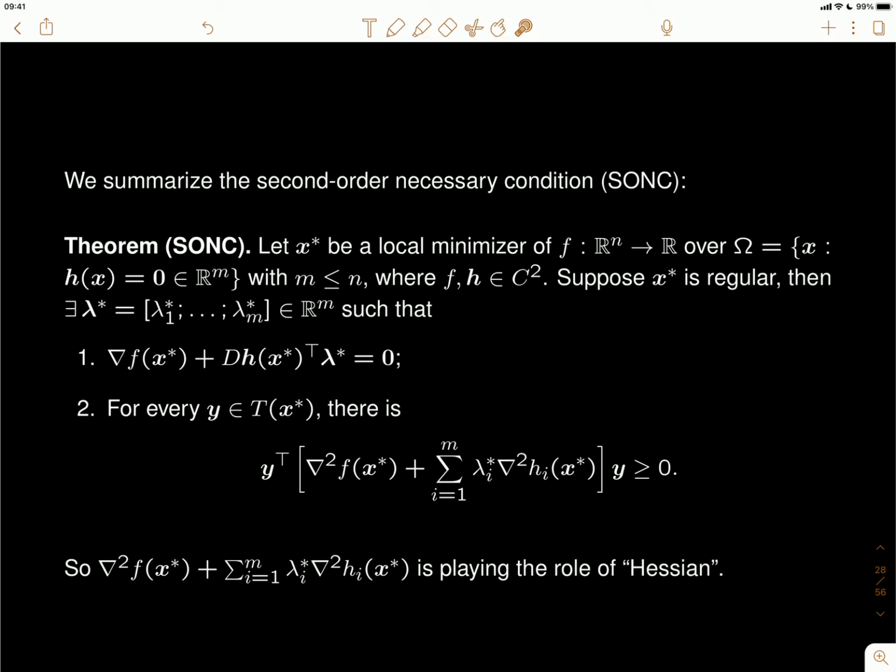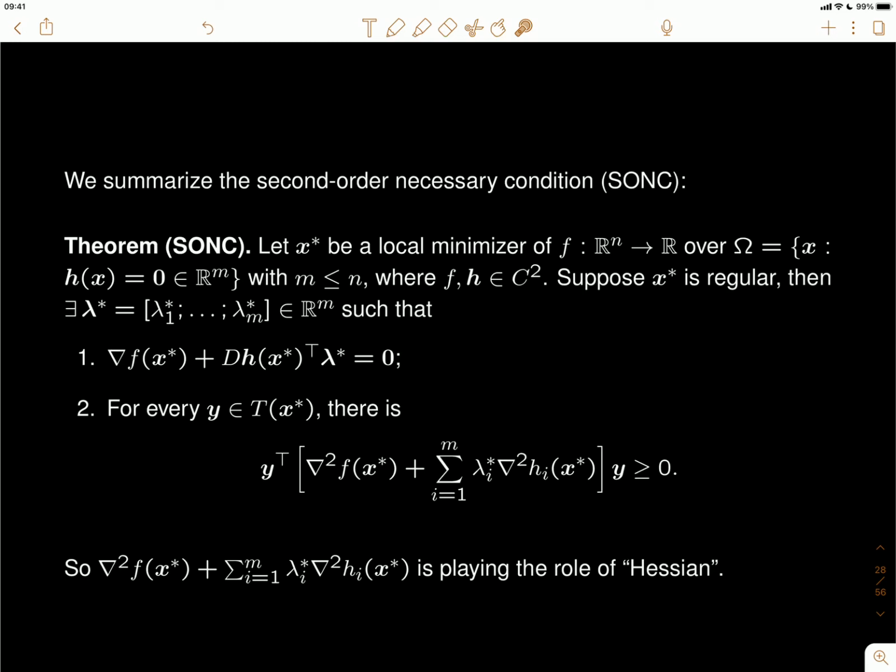Secondly, for any vector y in the tangent space of x star, this, which is a number, must be greater than or equal to zero. Okay, this is a number, obviously. This is the square matrix. This is a row vector. This is the column vector. So it's a row vector, a square matrix, and a column vector. They are all n-dimensional, and this y that we multiply to the two sides needs to be from the tangent space.